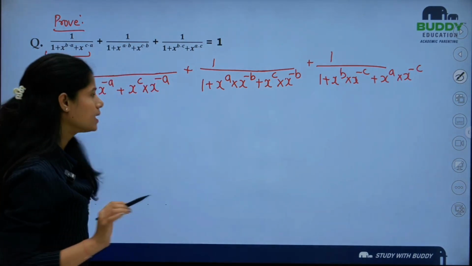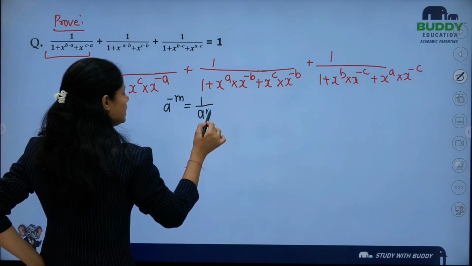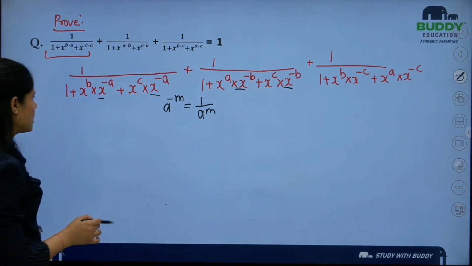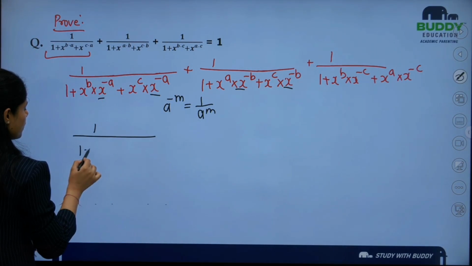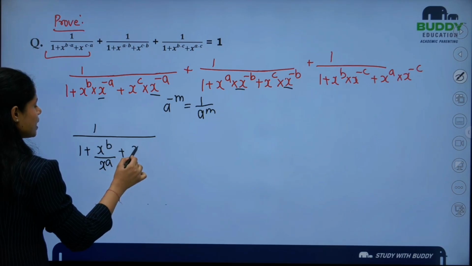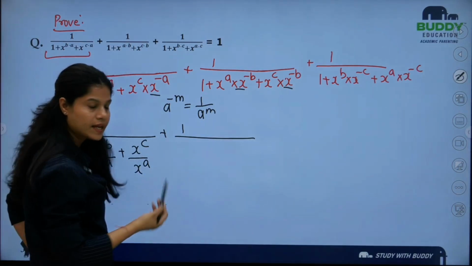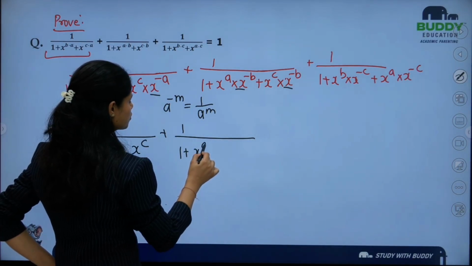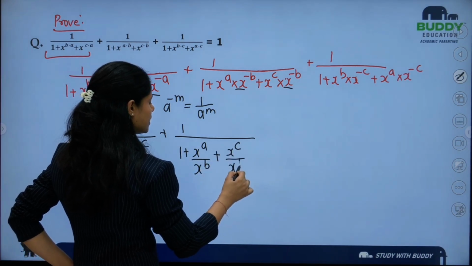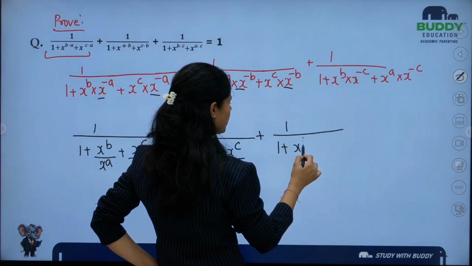After this, you know that there is a rule that if you have a raised to the power minus m, you can convert it like this. So we'll do the same thing with this and the same in the last part. So this will be x raised to the power b divided by x raised to the power a, x raised to the power c divided by x raised to the power a. We are following the same process for the second and third. So you are going to have x raised to the power a divided by x raised to the power b plus x raised to the power c divided by this, and the same procedure for the third part. I'm just quickly writing this.